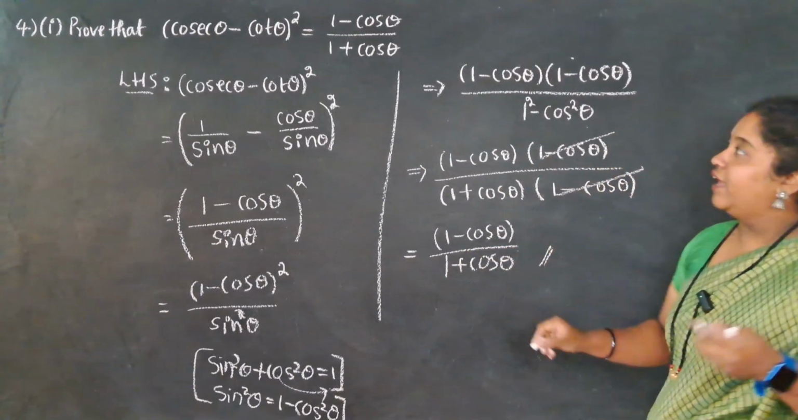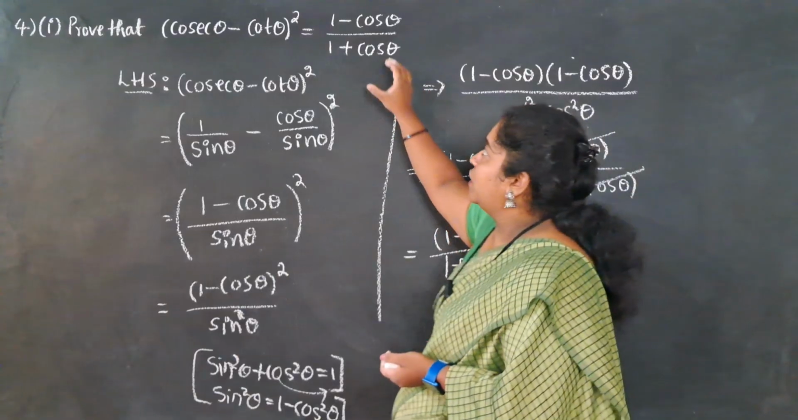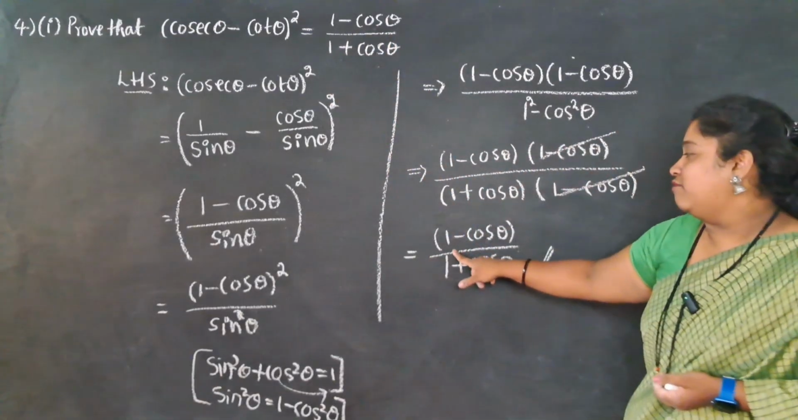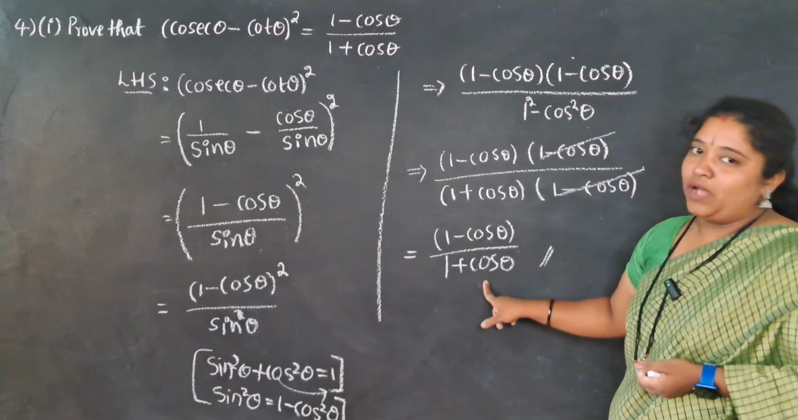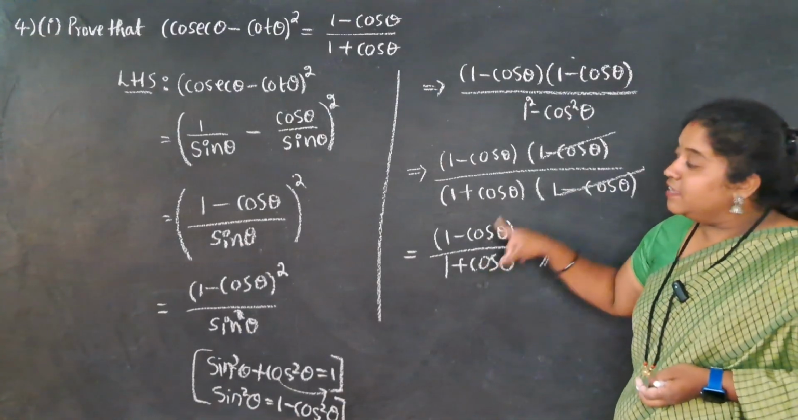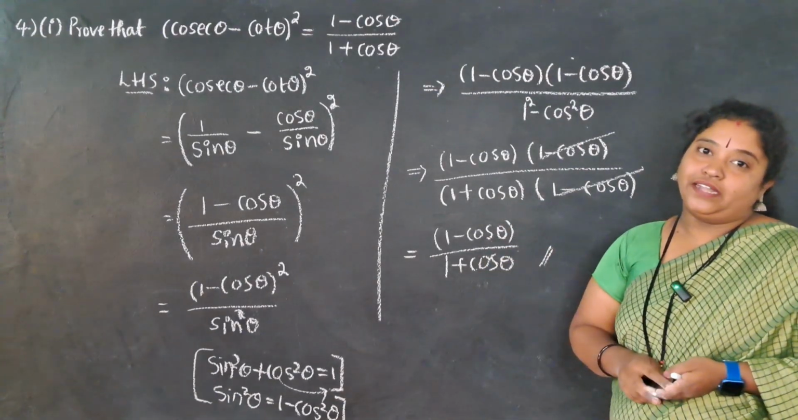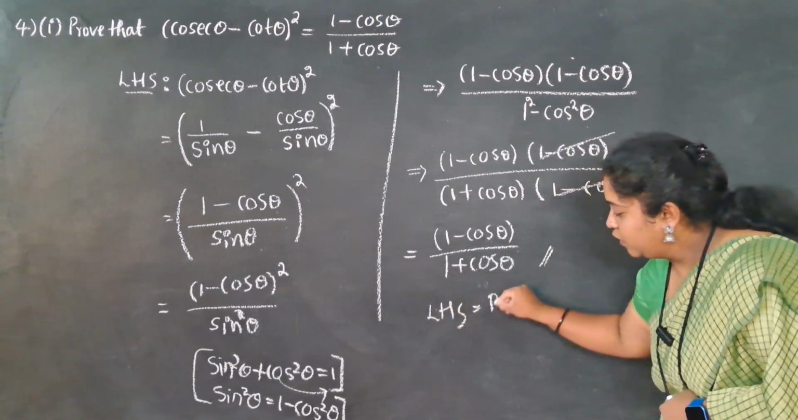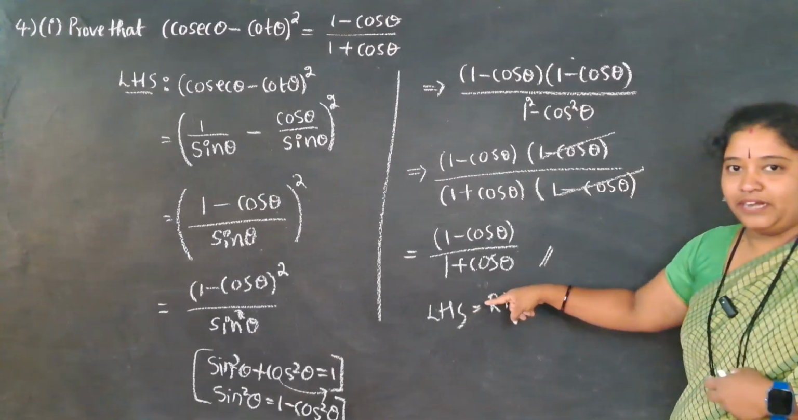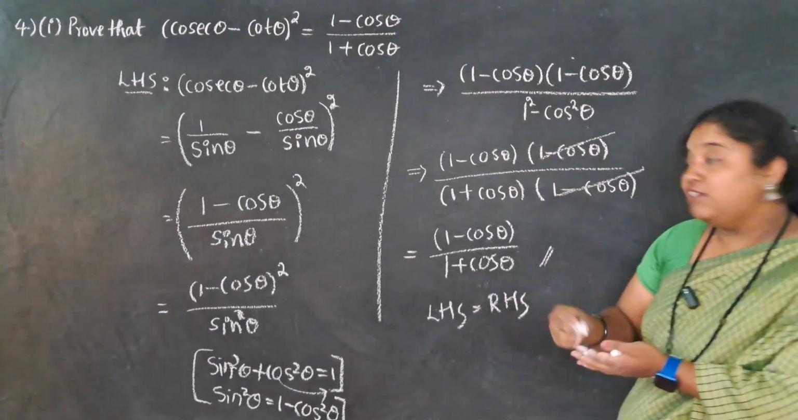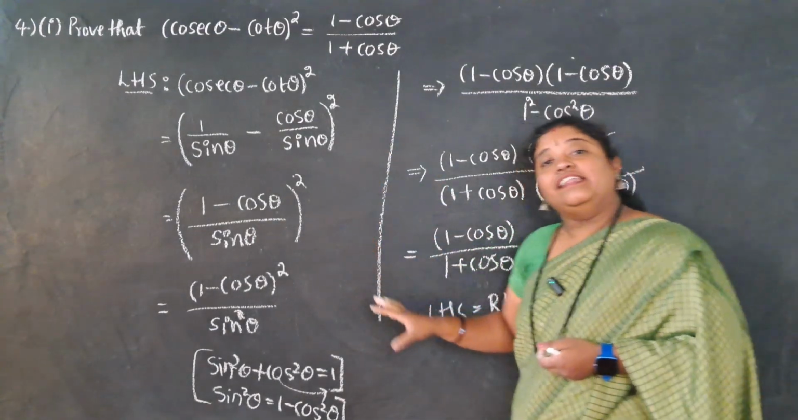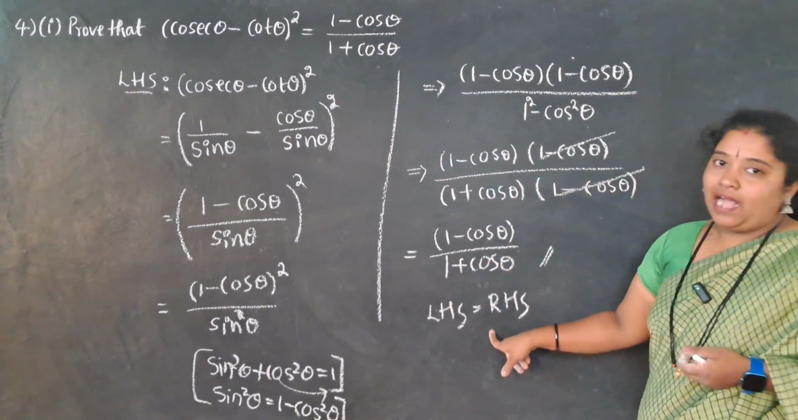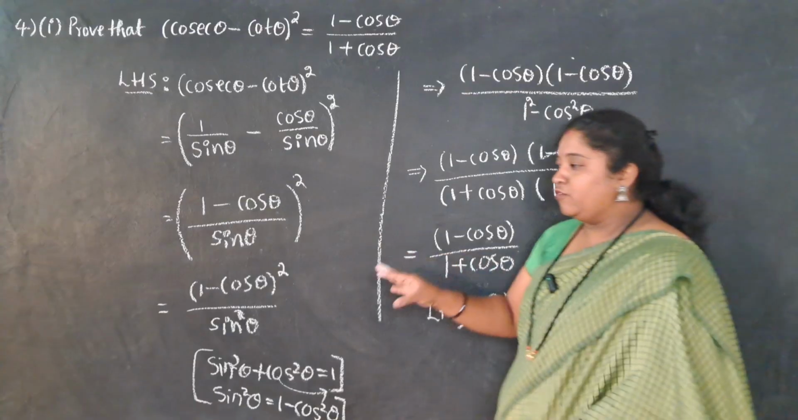Now look at the RHS part in the question, dear. 1 minus cos theta, 1 plus cos theta. Have I got this one? 1 minus cos theta divided by 1 plus cos theta. Understanding? This is how you need to simplify, dears. Okay. So at the end, I'll write here LHS is equal to RHS because I have made it equal. Yes or no? So I started with LHS and simplified it and reached RHS. Understanding? This is how you need to do.